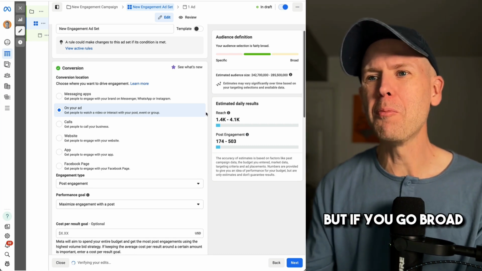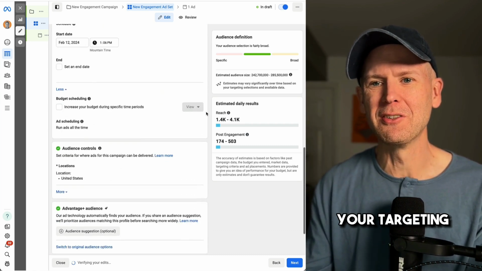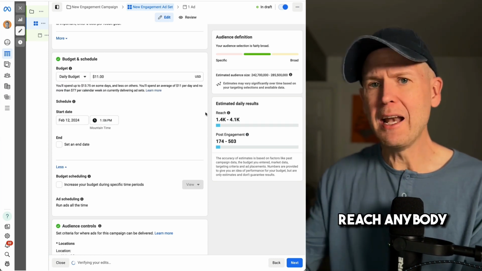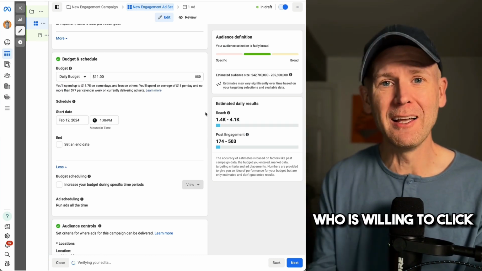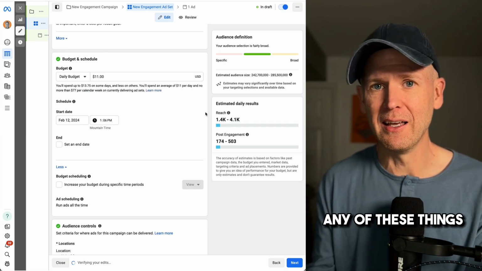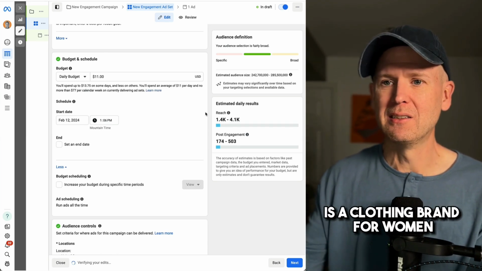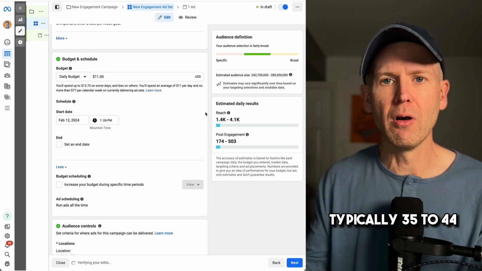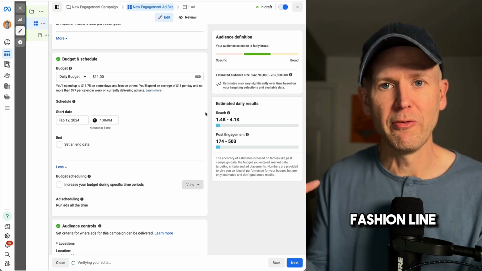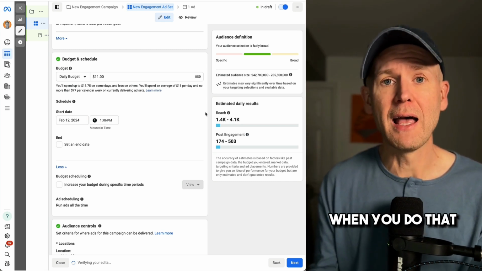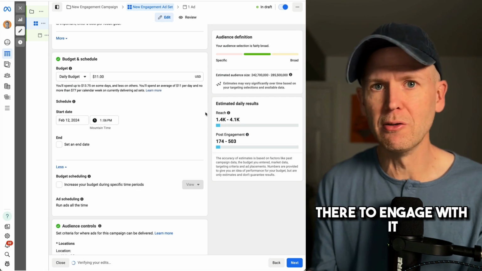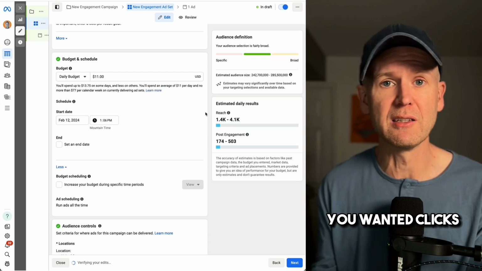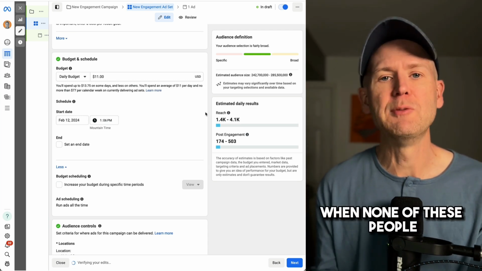But if you go broad, if you don't restrict your targeting while you're optimizing for top of the funnel, you're going to reach anybody and everybody who is willing to click, engage, or do any of these things. So a classic example is a clothing brand for women, typically 35 to 44, and you're going to showcase the new fashion line. What's going to happen when you do that? You're going to get all kinds of men hopping in there to engage with it. And then the algorithm learns, oh, you wanted engagement, you wanted clicks, and it's going to start showing it to more and more men when none of these people are going to buy from you.